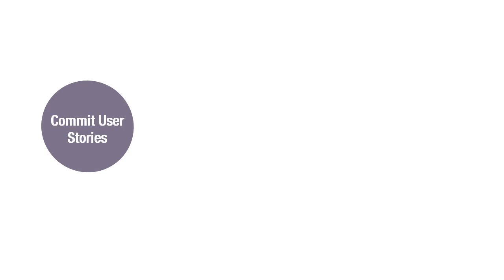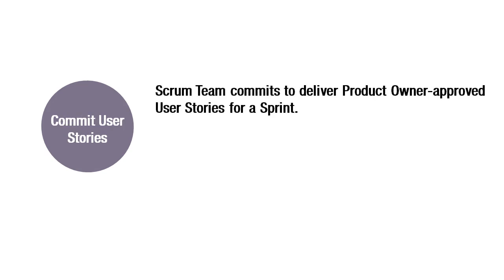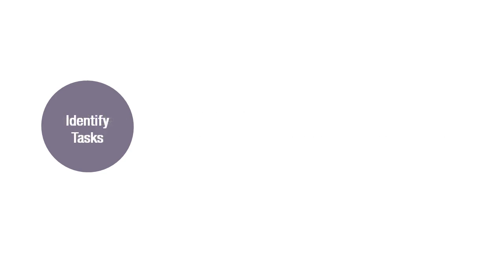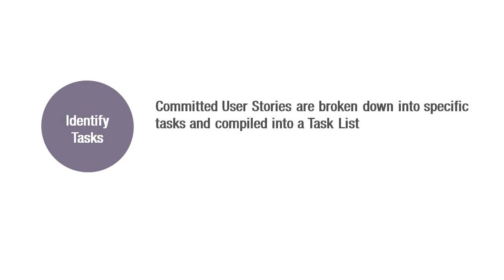Next, Commit User Stories. In this process, the Scrum team commits to deliver product owner-approved user stories for a sprint. The results of this process are the committed user stories and the sprint backlog. And the next process is Identify Tasks. In this process, the committed user stories are broken down into specific tasks and compiled into a task list.